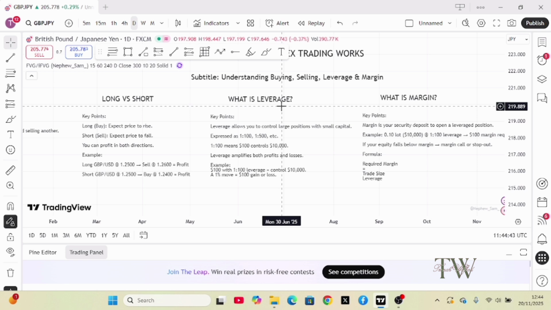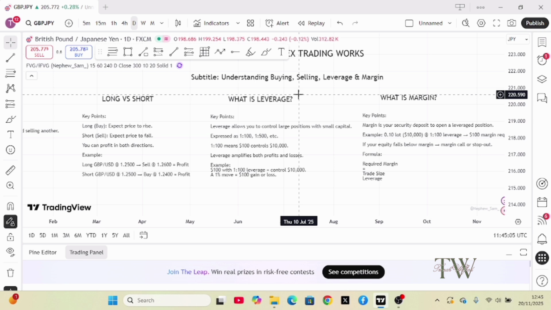Position. As simple as that. It's like your security deposit to open a what? A leveraged position. Example, 0.10 lots, brackets, $10,000 at 1:100 leverage. That means what you need in this case is $100 margin.